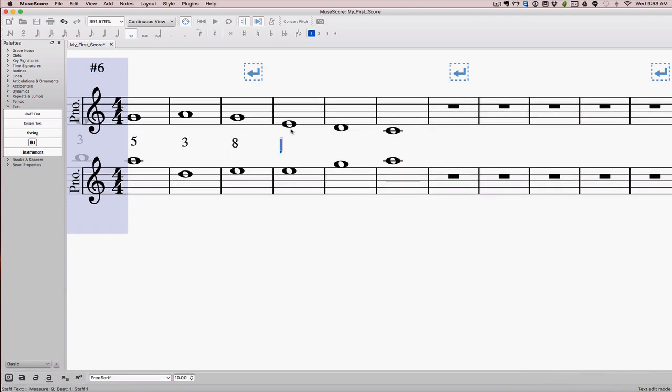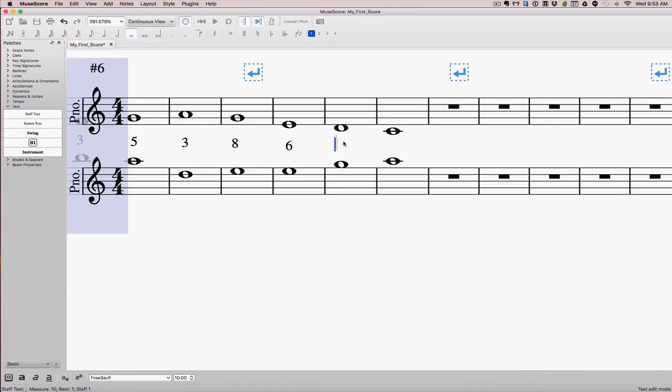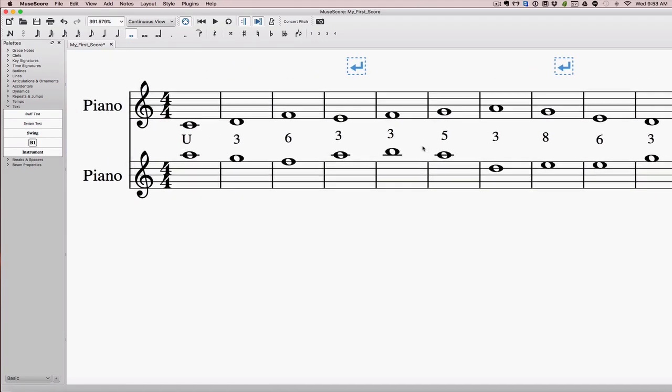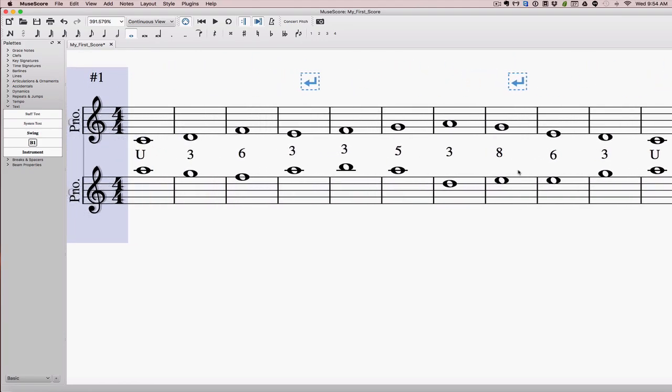Here we have a G and an E. That's going to be a sixth. And a B and a D. That's a third. And we're back to a unison. So for unison, we usually just write a U, not a 1. I don't know why. It's just the way the rules work.